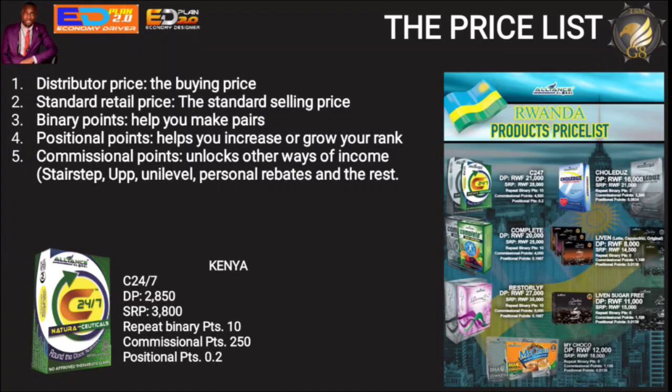If you want to move to a gold executive rank, you need at least 500 boxes of C24/7. So which means you, together with your team, you need to have moved 500 boxes of C24/7. So that is how it works.